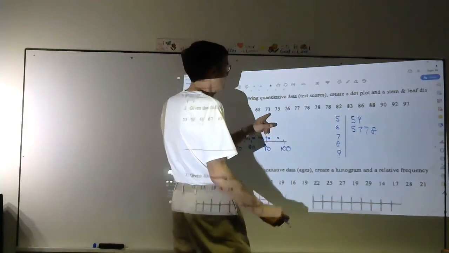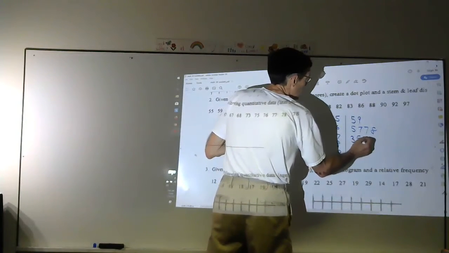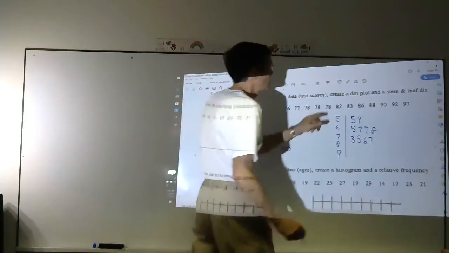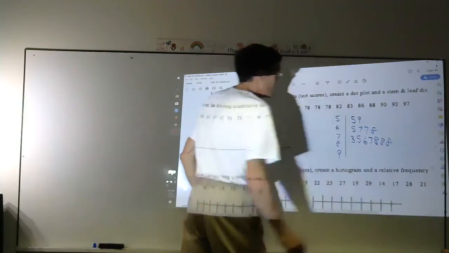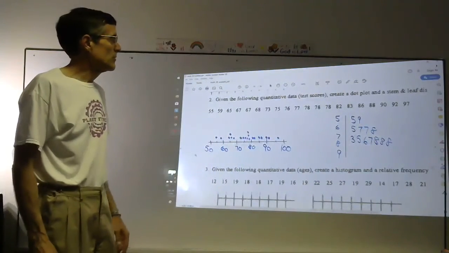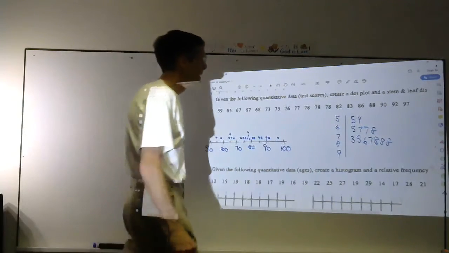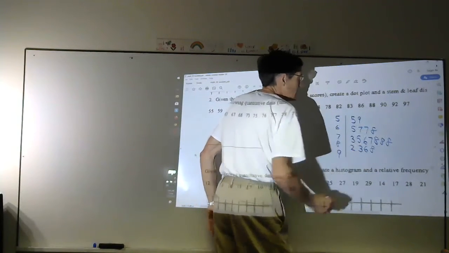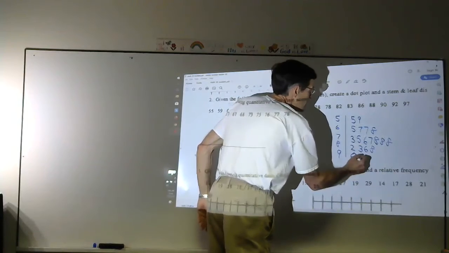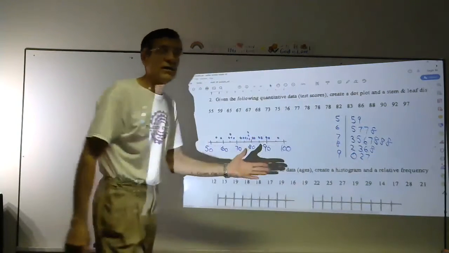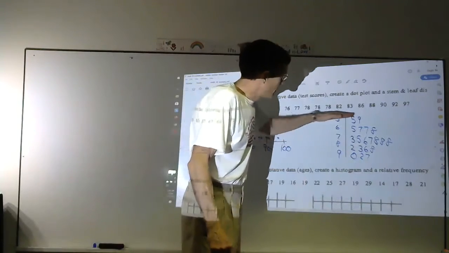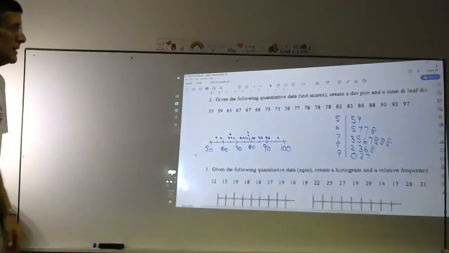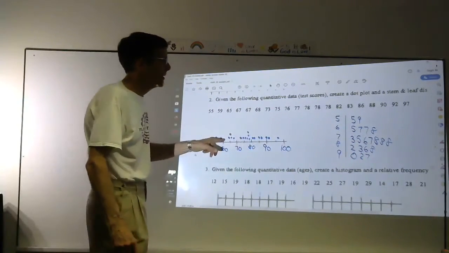Okay. 70s, I've got a 73, a 75, a 76. I have a 77, and then I have 3 78s. Good old stem and leaf diagrams. 80s, I've got an 82, an 83, an 86, and an 88. 90s, I have a 90, a 92, and a 97. And you see how that looks like a bar graph? It looks like a bar graph looking at it this way. The bars run that way. All right? And it looks different from this one because of the way we're doing it.